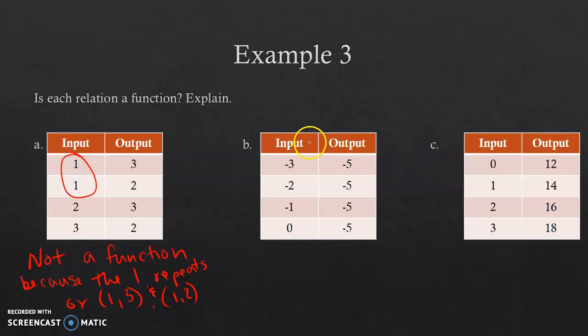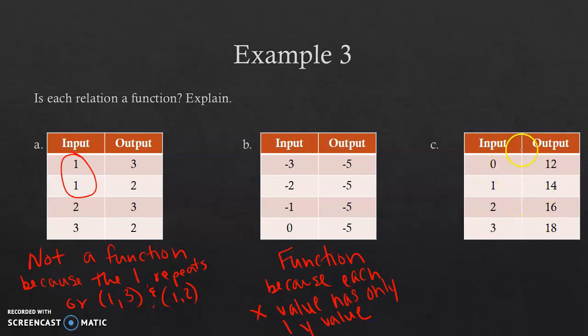All right, so now we look at B. We have -3, -2, -1, 0. I do look at my outputs and they're all the same, but that would be like that last one. I just need to focus, are my X values cheating on my Y values? And in this case, they are not. And so this is a function because each X value has only one Y value.